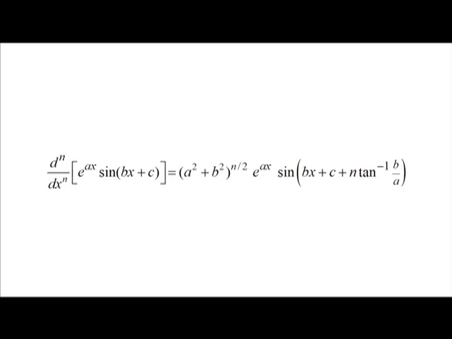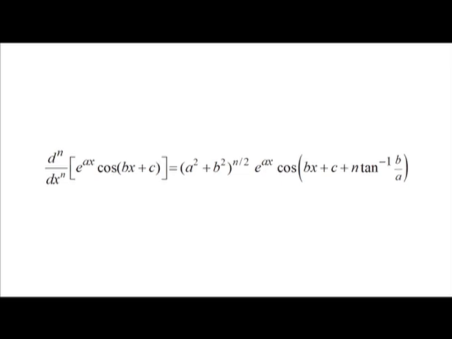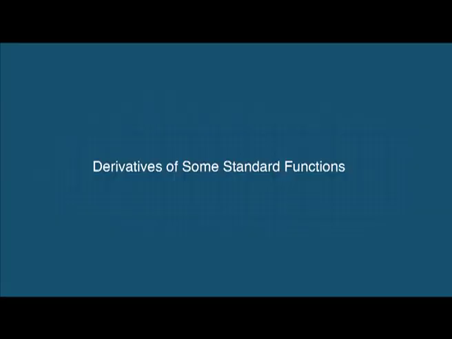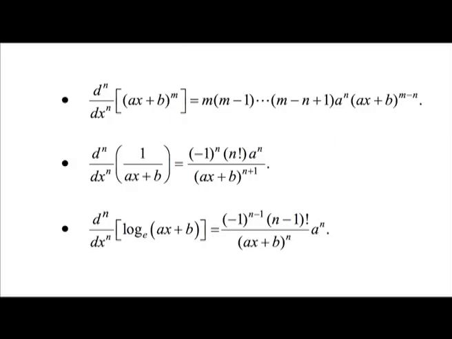Proceeding similarly, we obtain the nth derivative of e power ax into cos of bx plus c equal to a square plus b square all power n by 2 into e power ax into cos of bx plus c plus n into tan inverse of b by a. Now, we list the derivatives of standard functions.